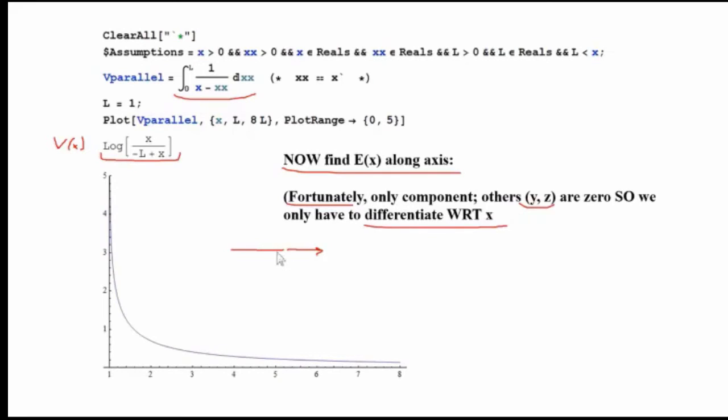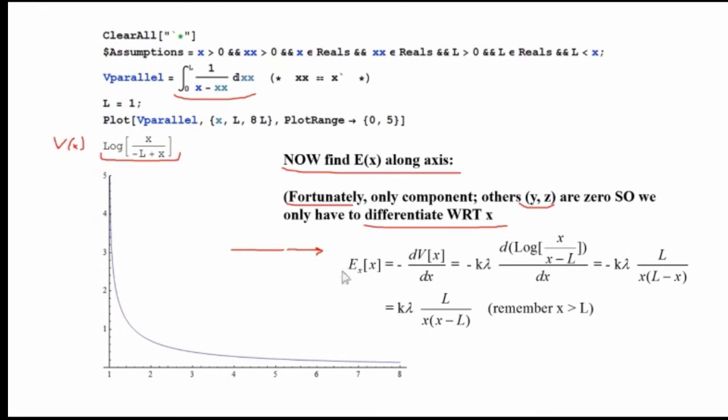Let me repeat that: if you had a charge anywhere along this line and you stayed on the x-axis, the E field would be in the x direction. The magnitude would only depend on x. Here's the gradient of the potential. This is only a function of x. So when we take the gradient, we only differentiate with respect to x. So this will be the x component of E as a function of x.